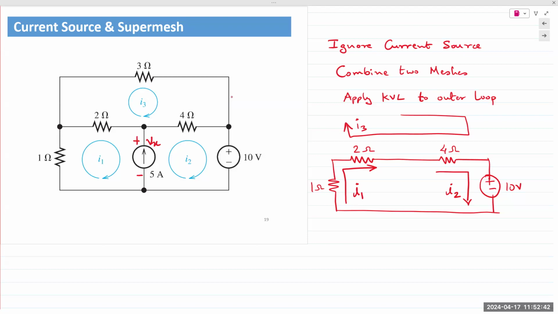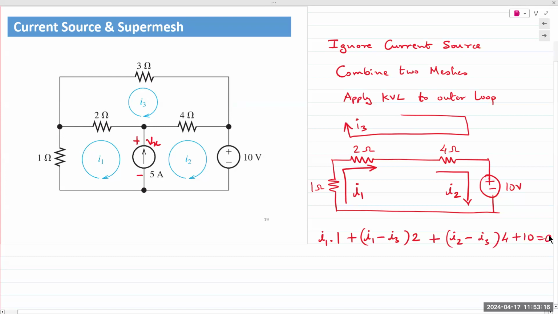So if you apply KVL in that outer loop, how many components do we see? 4: 3 resistors and a voltage source. And so I would have I1 times 1, plus (I1 minus I3) times 2, plus (I2 minus I3) times 4, plus 10 is equal to 0. That would be my KVL expression.